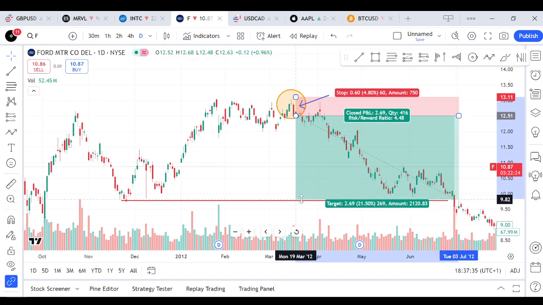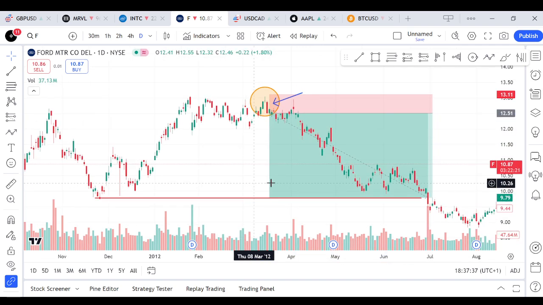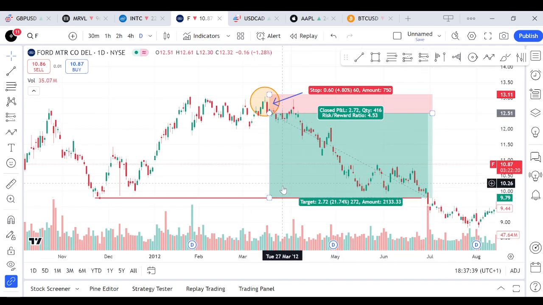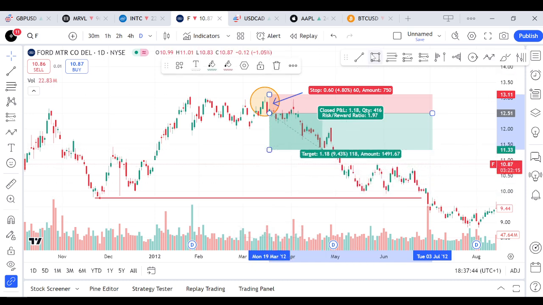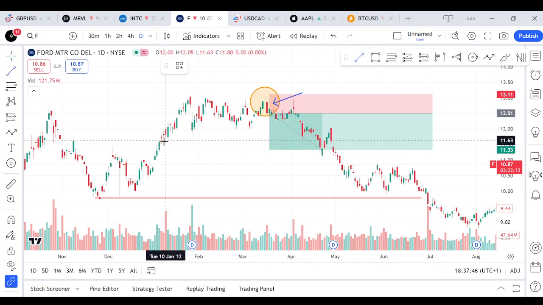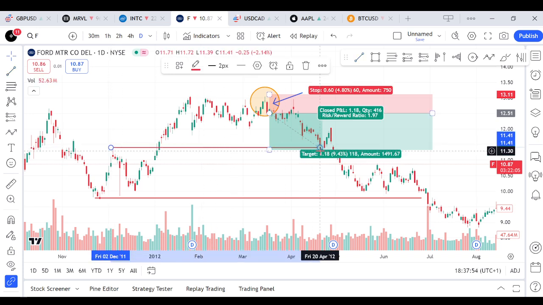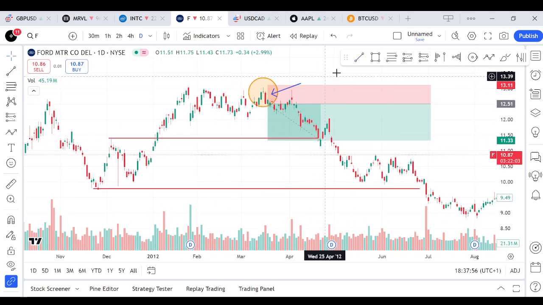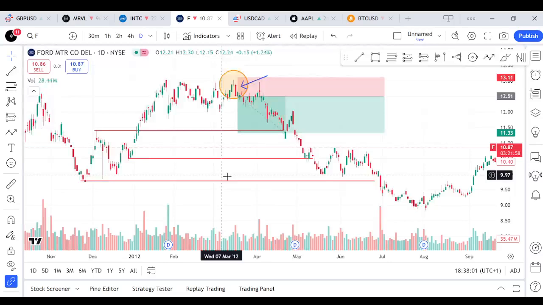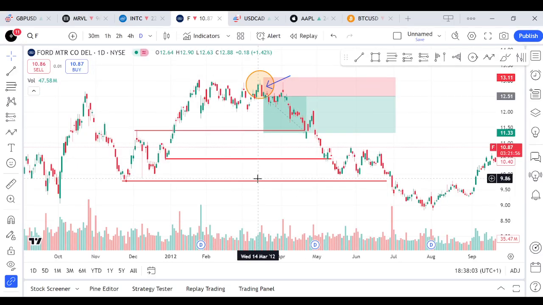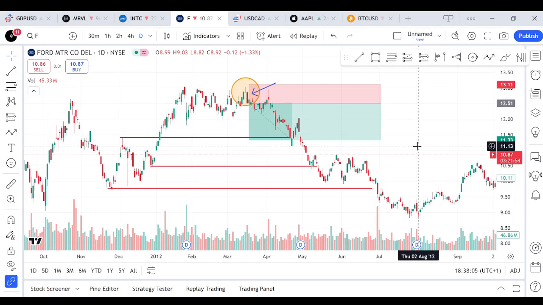with a 1:4 risk to reward ratio, or you could target a 1:1 or 1:2 if you are a conservative trader and you don't want to take much risk. Also, you can see this is a level that price might respect, and this is another level price should respect. So these are levels where you can set your profit targets.